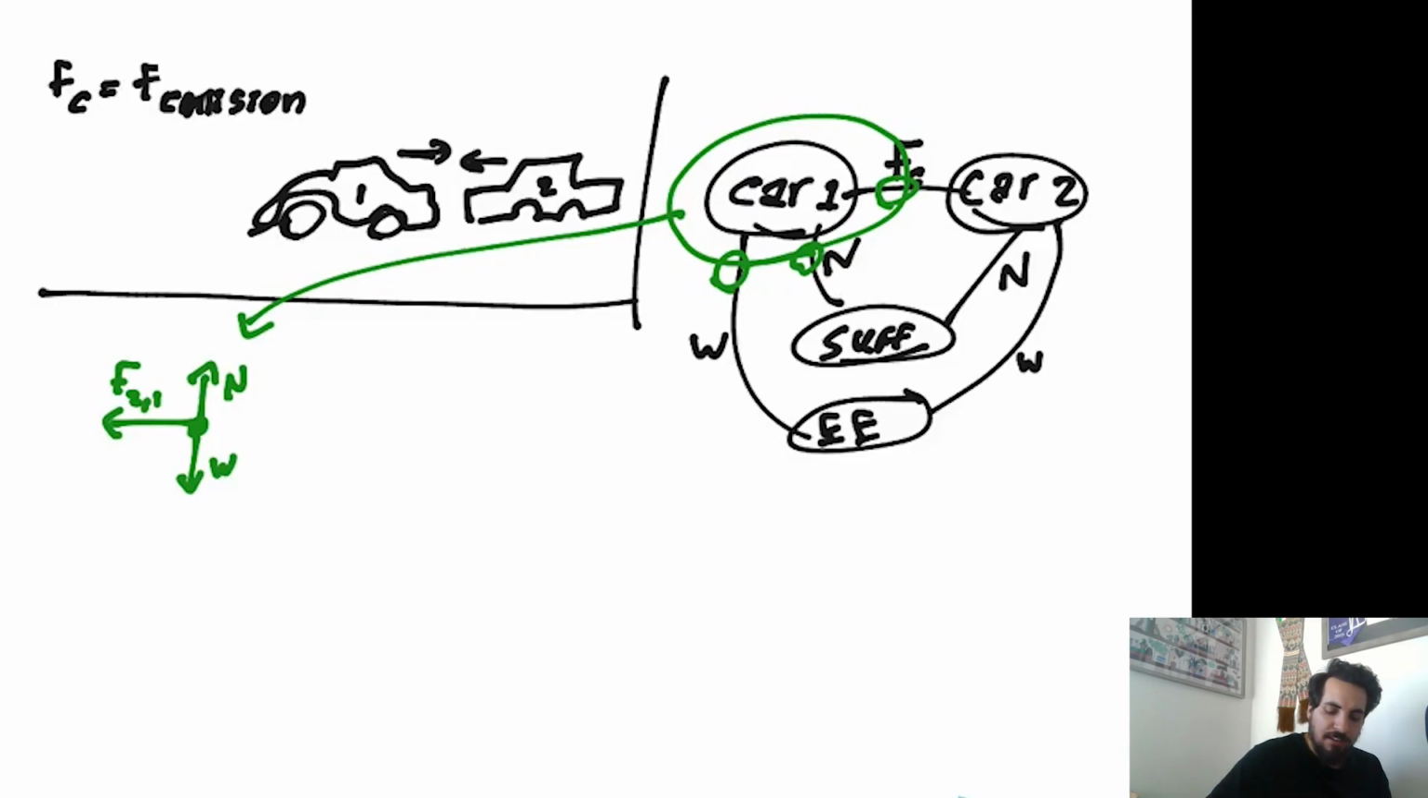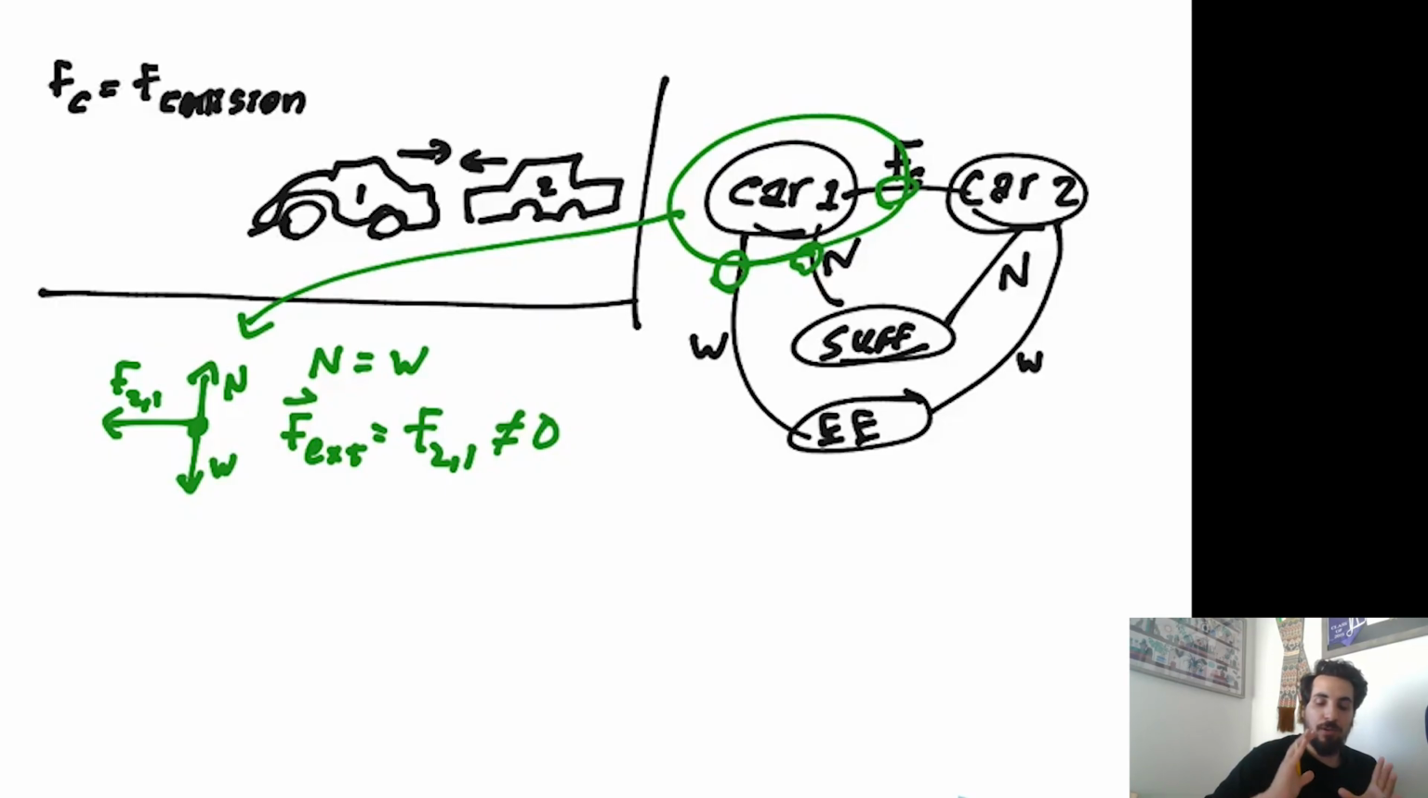We look at this system and we say, well, normal force equals weight, so those two would cancel each other out. And in this case, the external force on the car is going to be F21, which is definitely not equal to 0. So if we define this green bubble, just car 1, as our system, it would not be a closed system, because we have some external forces.